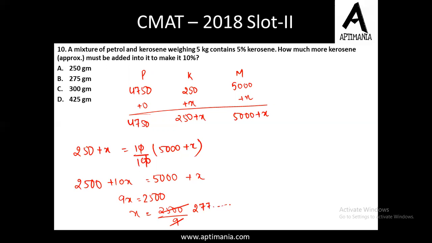Now, if we check by the options, the closest option available to us is 275 gram. So for question number 10, the correct answer is option B, 275 gram, which is closest to 277 grams. Right. So for question number 10, the correct answer is option B. Let's go ahead to the next question.